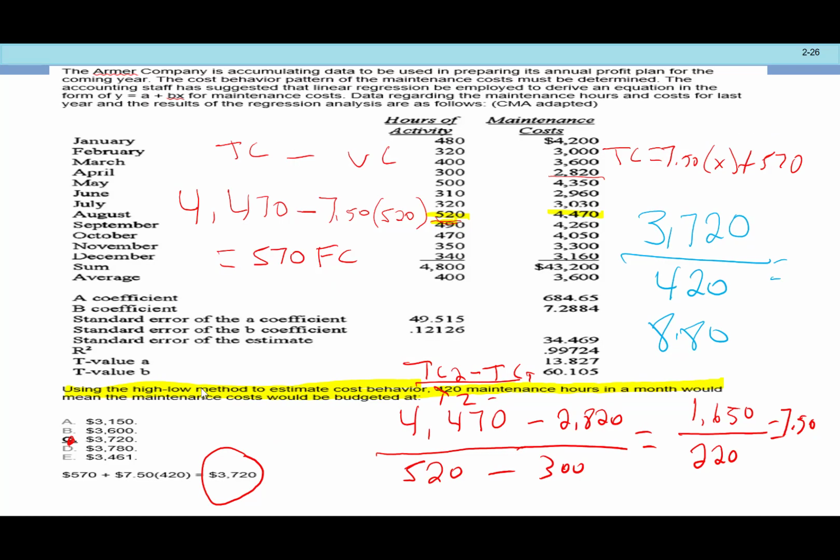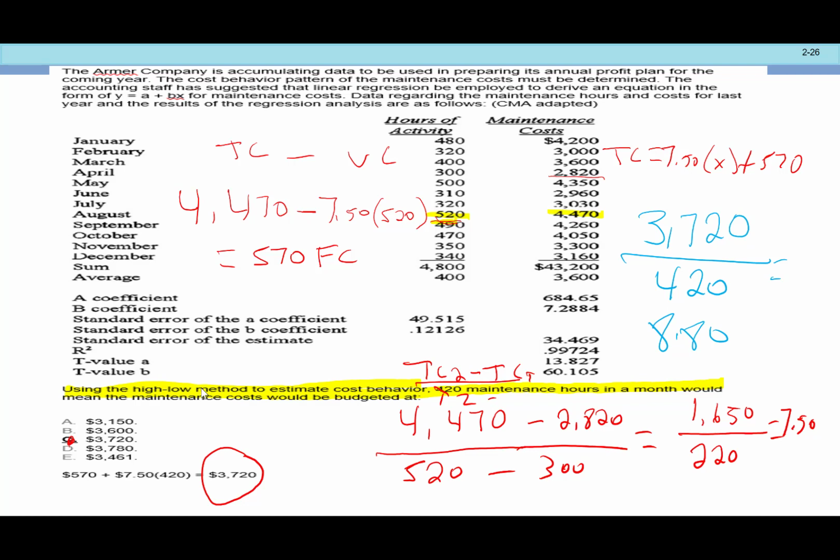Okay, let's look at this one. I know it's a little hard to see here. They give us all this information, and they tell us they're using regression analysis. But then the question says, using the high-low method. Well, if they're using regression analysis, then they must not be using the high-low method, right? Okay, but we're just going to use high-low. So you look at the hours of activity.